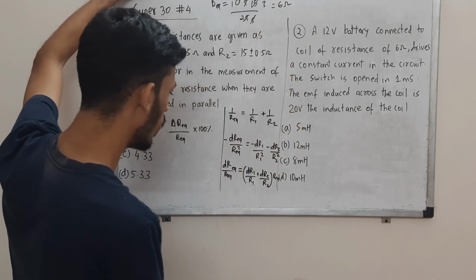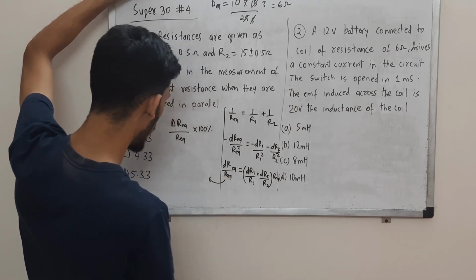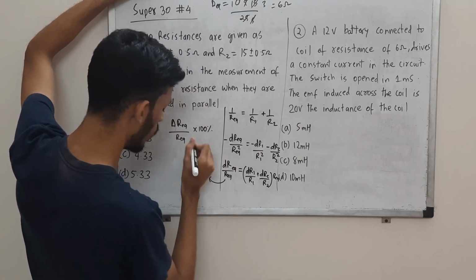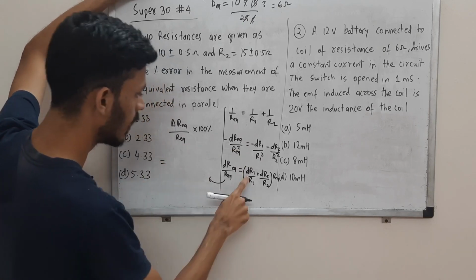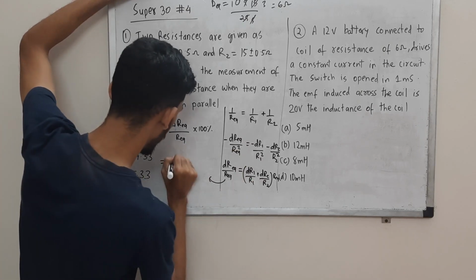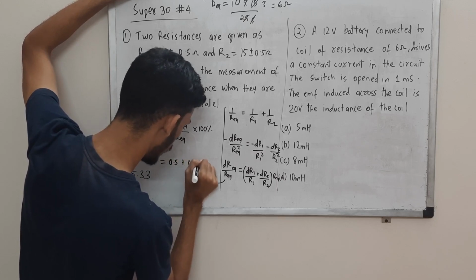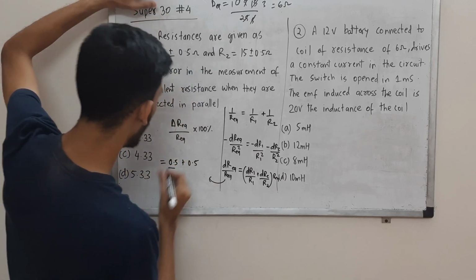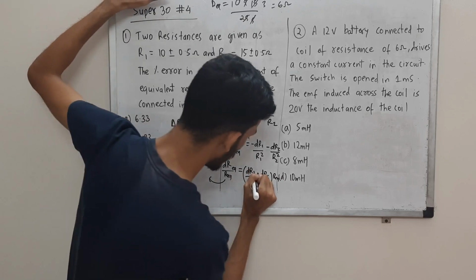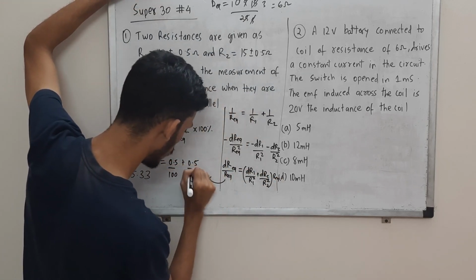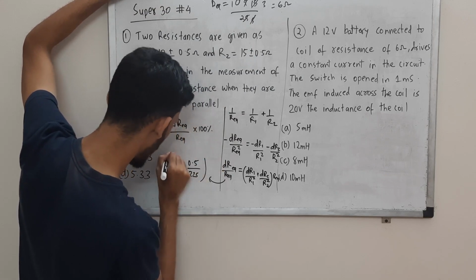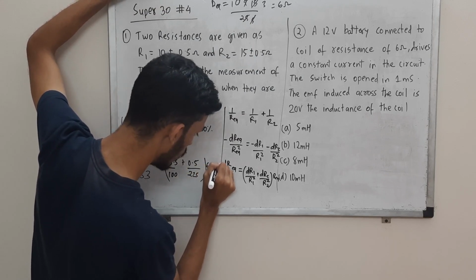You can substitute all the values over here and you'll get your answer. I have to also multiply this with 100, right? Percentage error. So we are substituting the values. dR1, dR2 are 0.5 each, 0.5, 0.5. R1 is about 10. So R1 square, right? This is square, sorry. So this will be 100, this will be 15 square, which is 225, and R equivalent is 6, and that into 100, right?